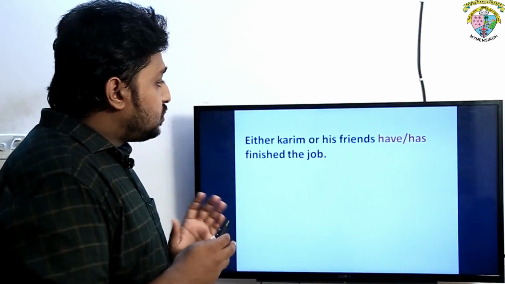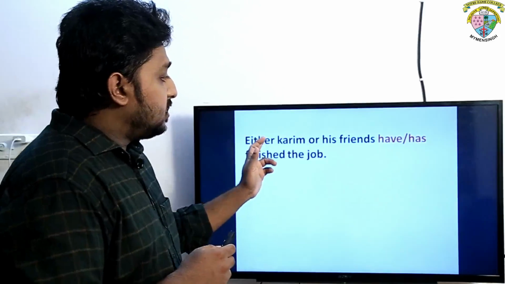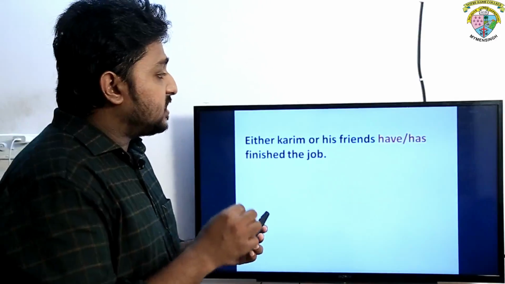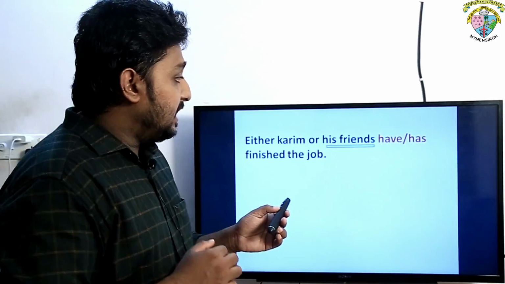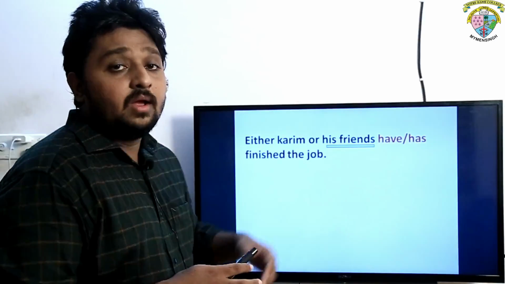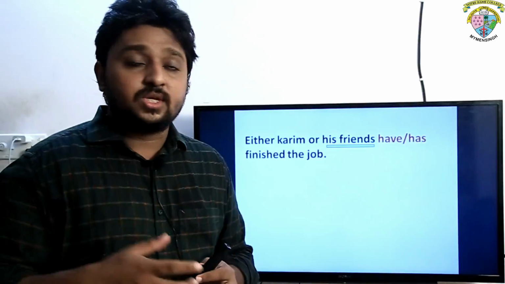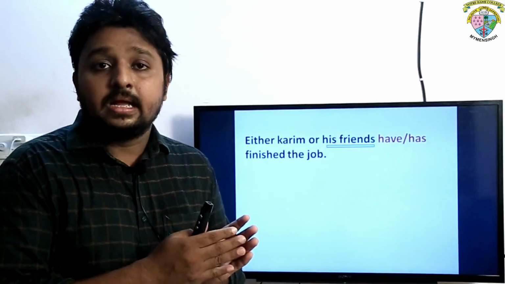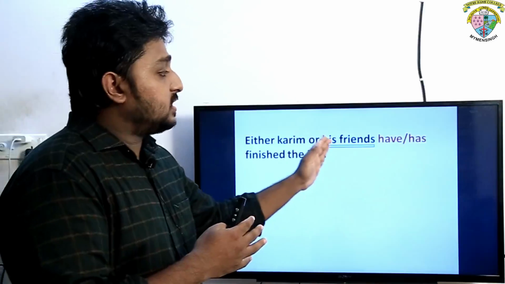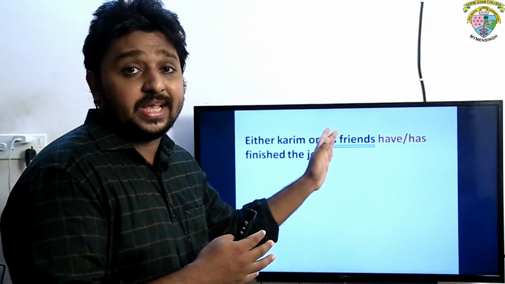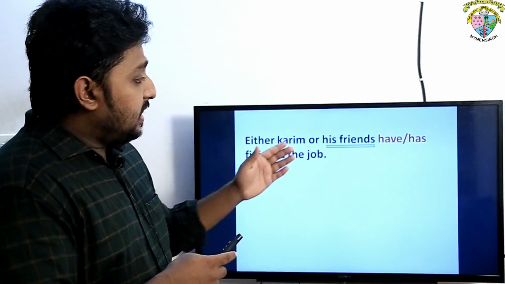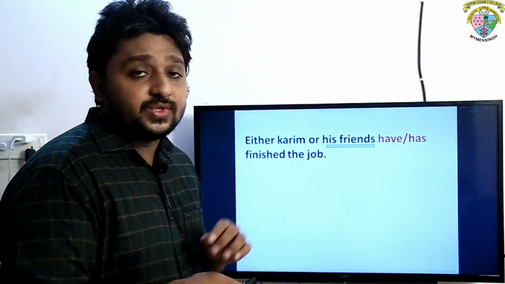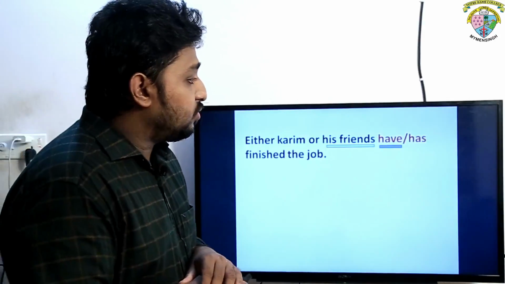Look, when two subjects are connected with the conjunction either...or, then you have to put emphasis on the final subject, the later subject, not the first subject. Once again, I want to repeat this. When two subjects are connected with either...or, you have to focus on the last or final subject, that means the second subject. Here the final subject is plural, and that's why it should receive the plural verb, and the correct answer will be "have".